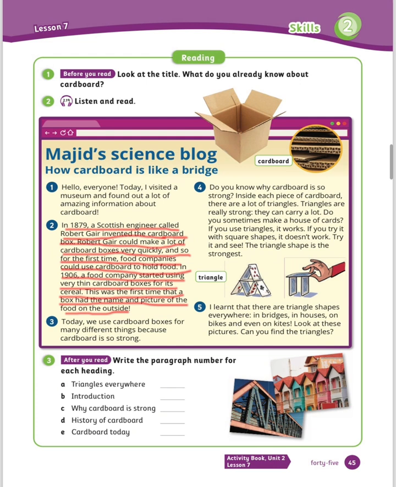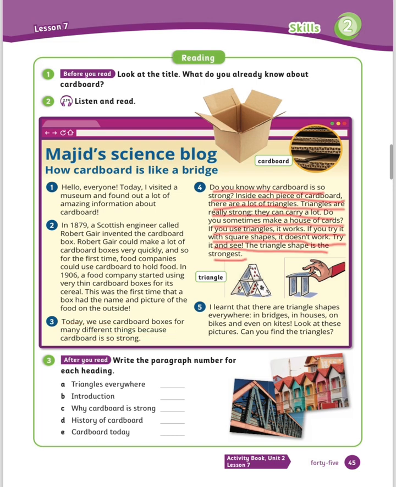This was the first time that a box had the name and the picture of the food on the outside. Number 3. Today, we use cardboard boxes for many different things because cardboard is so strong. Number 4. Do you know why cardboard is so strong? Inside each piece of cardboard, there are a lot of triangles. Triangles are really strong. They can carry a lot.